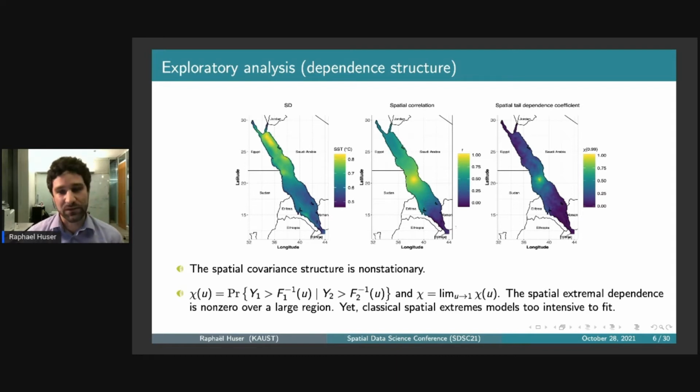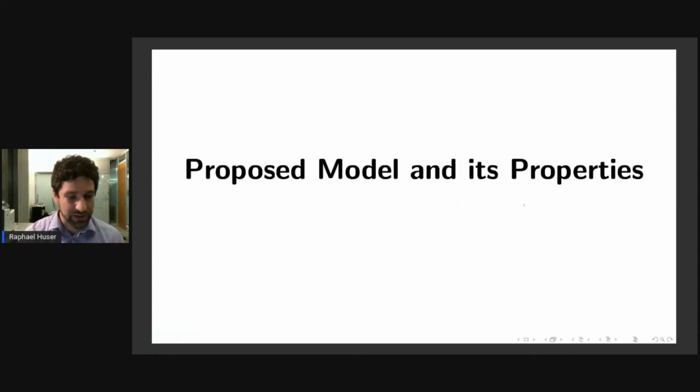And so here on the right-hand side, what you can see is a coefficient that is called the tail correlation coefficient that describes dependence or correlation in the tail for extreme events. And the message from this plot is essentially we have non-negligible tail correlation for a large portion of the Red Sea, and we need to have a model that accounts for this. So we have essentially a very big data set, very complex, very non-stationary structure, and we want to model everything jointly.